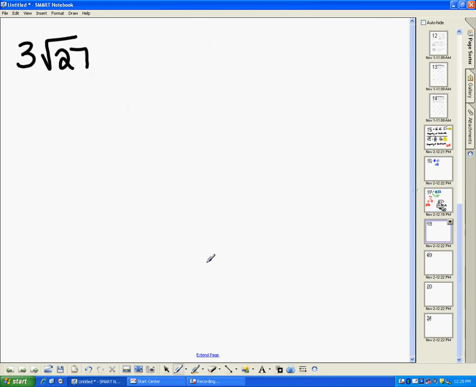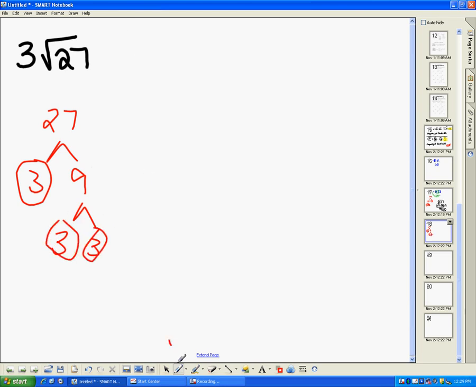All right, let's try 3 square root of 27. Again, I'm going to start by finding the prime factorization of 27, and that's going to be, let's see, 3 times 9. 3 is prime, so I circle it, and 9 is equal to 3 times 3. I circle them. So that means that 3 square root of 27 is equal to 3 times the square root of 3 times 3 times 3. Well, I want to pull out my couples so they can get married and move out of the house. So when I do that, I'm going to pull one of these 3's out.